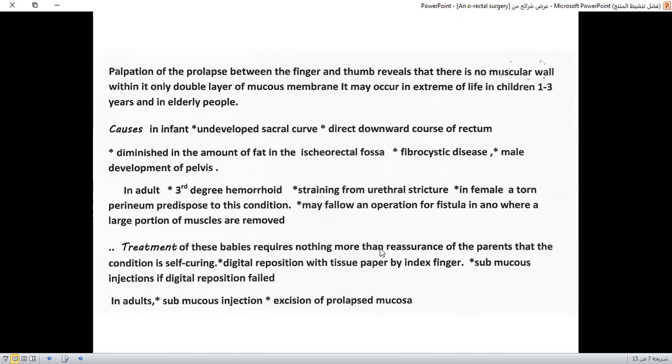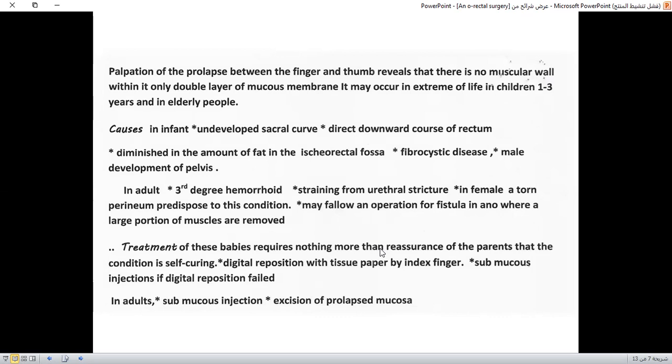Causes in infants: the developing sacral curve and the direct downward course of the rectum, diminished amount of fat in the ischiorectal fossa, fibrocystic disease, and maldevelopment of the pelvis. In adults, third-degree hemorrhoids are a cause of prolapse, straining from urethral stricture, and in females, a torn perineum predisposes to this condition. It may follow an operation for fistula in ano, where a large portion of muscles is removed.